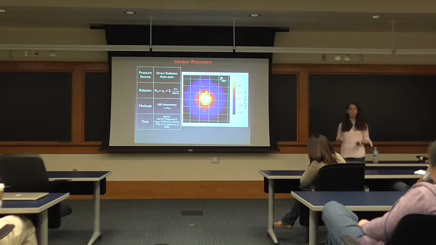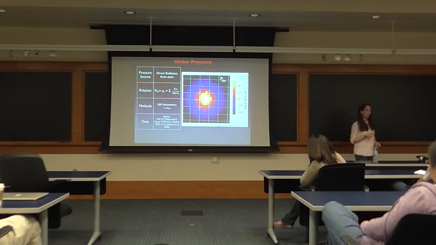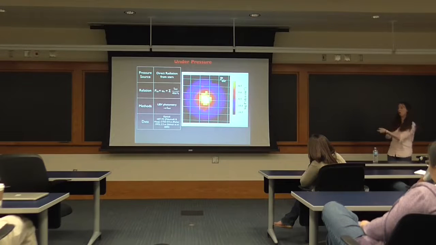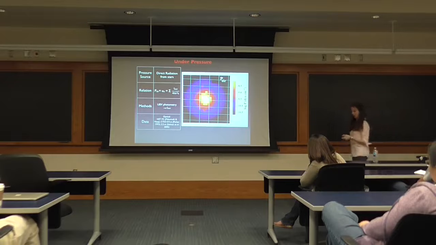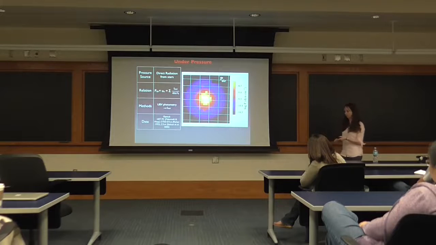And it's not quite a perfect 1/r² dependence because there are other star clusters in the region. So up here, there's a little star cluster that's contributing some to the radiation pressure in the region. But overall, it's very much 1/r² in terms of its shape.